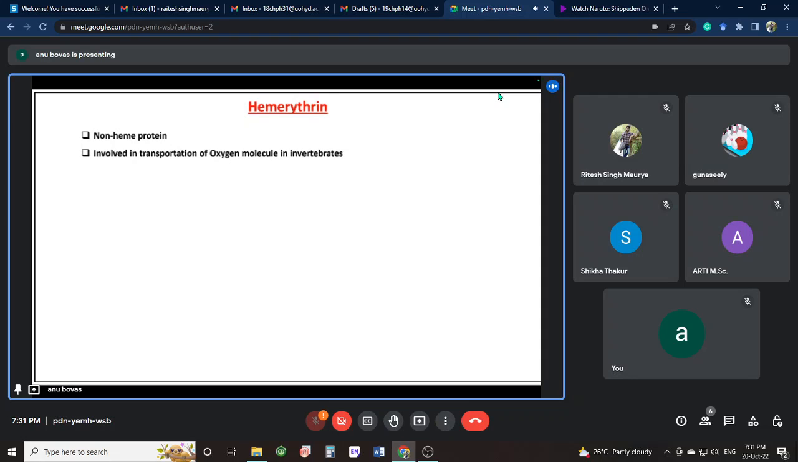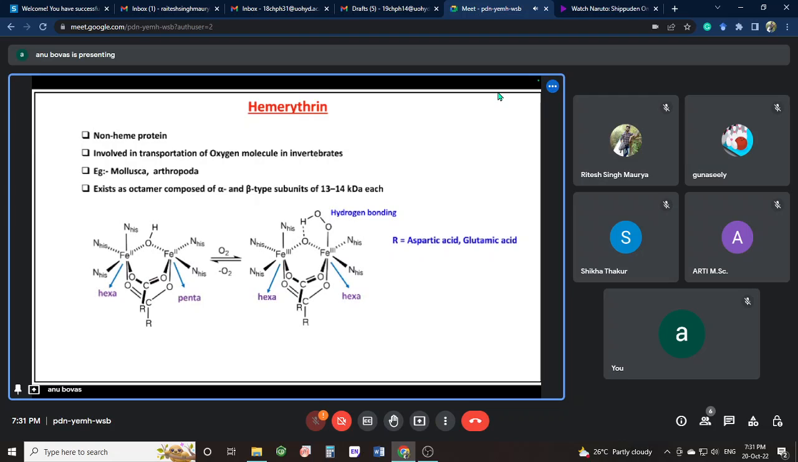It is also involved in transportation of oxygen molecule in invertebrates, like mollusca and arthropoda are examples of such phyla. And this hemerythrin exists as octamer composed of alpha and beta type subunits. We learned about what is alpha and beta when we learned about the structure of protein. The secondary structure of protein can be of two types, alpha helix and beta pleated, right? We learned that in previous classes. So this hemerythrin mostly exists as octamer. And this is the structure of hemerythrin. Okay. So what all questions can be asked from this portion? We will cover all. Okay.